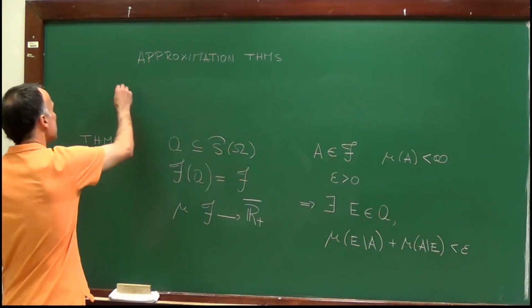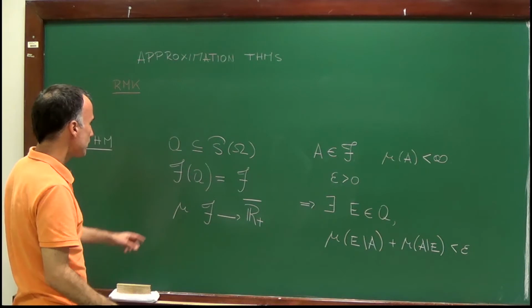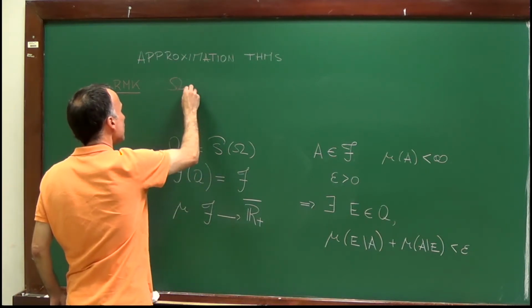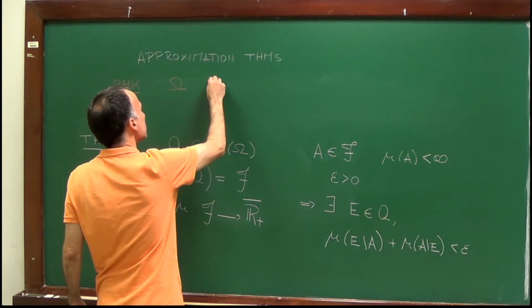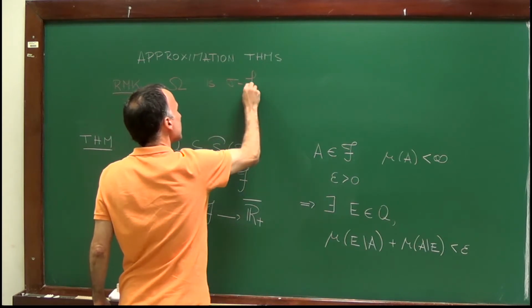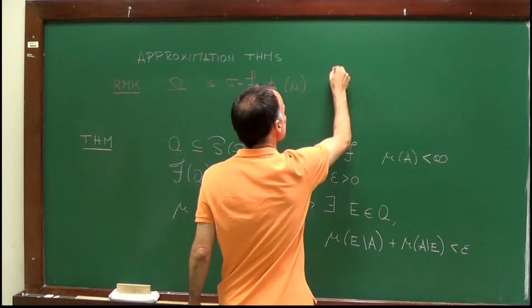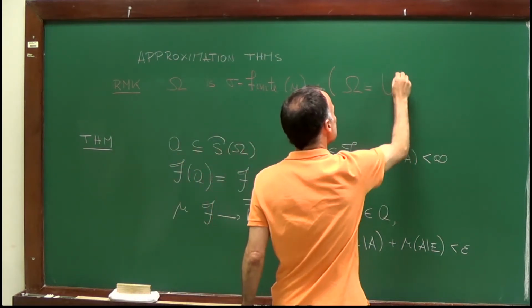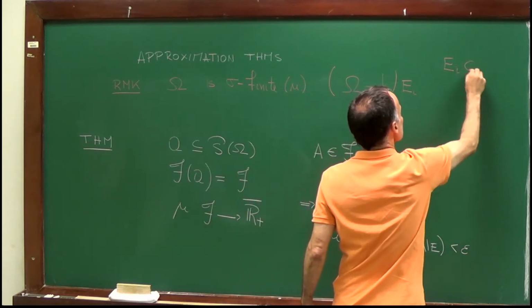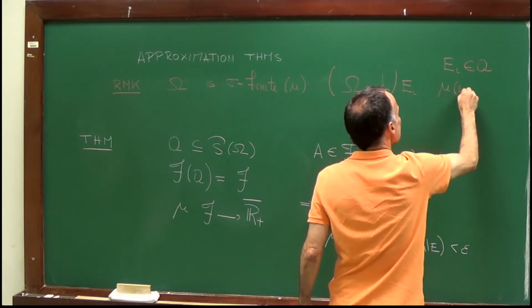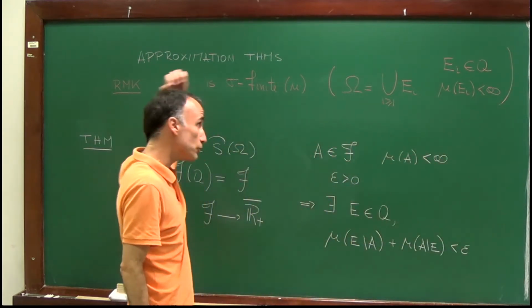Well, let me just remark that if the set omega is sigma finite with respect to mu, which means that omega can be written as a countable union of sets E_i, where E_i belong to the algebra and mu of E_i is finite. So I'm just recalling the definition of sigma finite with respect to mu.